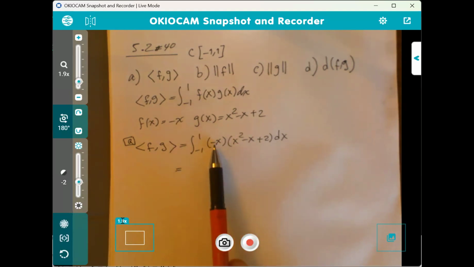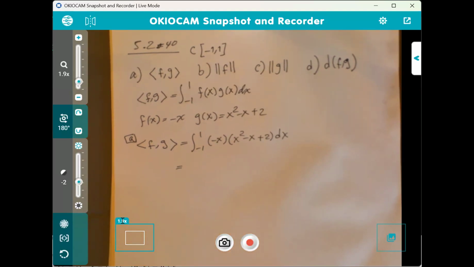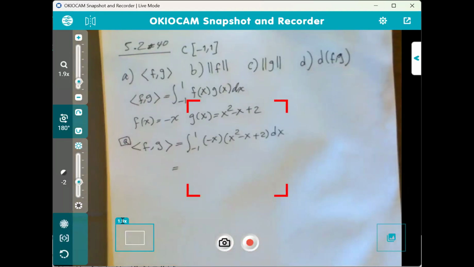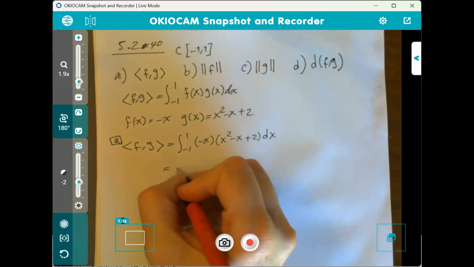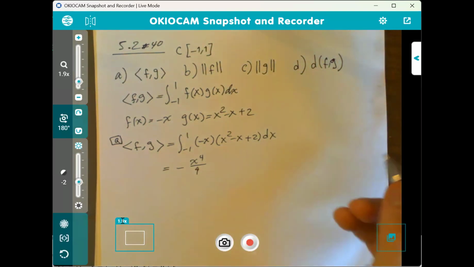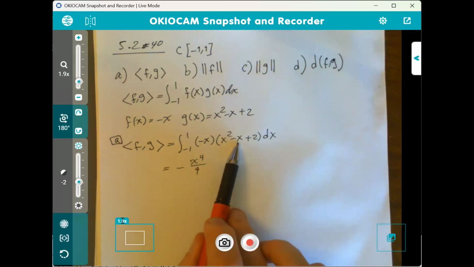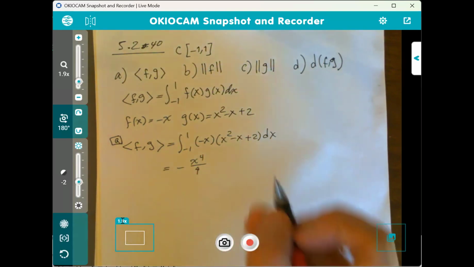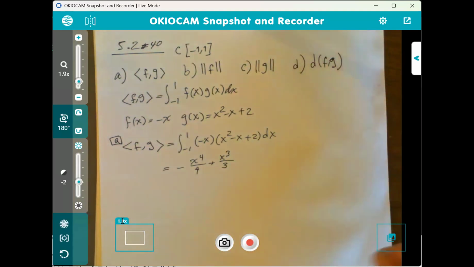integral. So first one, negative x times x squared is negative x cubed. So what do we do next with that one? The integral of negative x cubed is going to be negative x to the 4th over 4, right? The power rule of integrals. And then the next one, negative x times negative x makes positive x squared. The integral of x squared is 1/3 x cubed. Again, basic calc 1 type integration, nothing drastic.